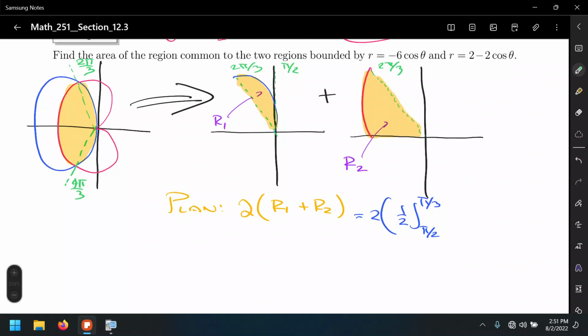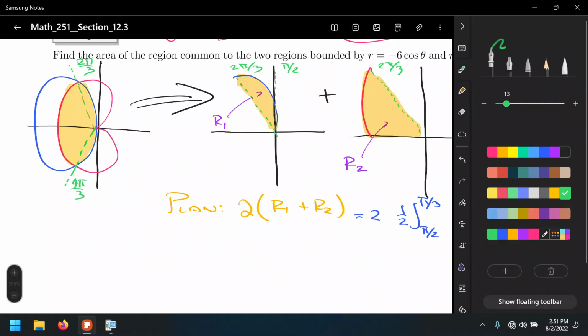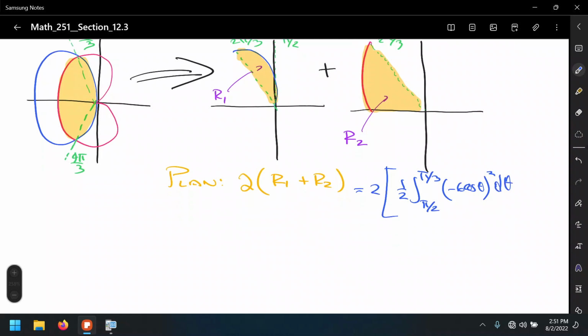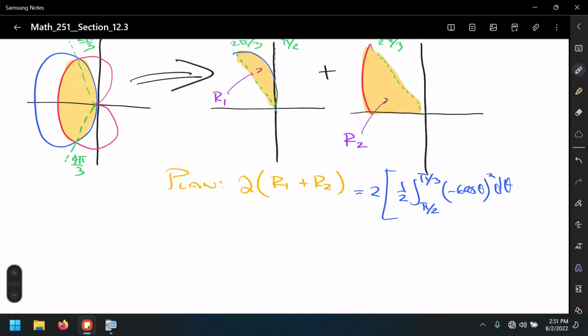So in this case, the graph in blue, which is -6 cosine theta, quantity squared, d theta. I'm not going to have enough time or enough space.